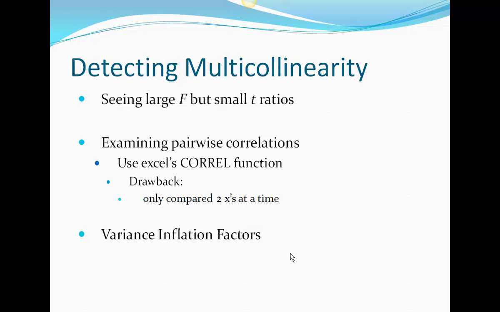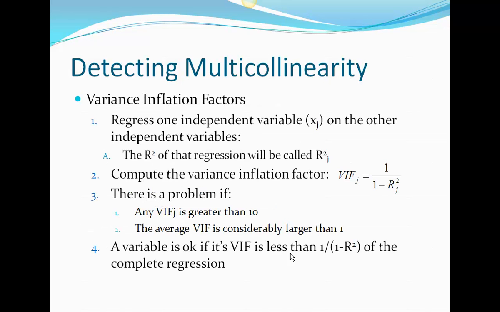So the third option is something called the variance inflation factor. The variance inflation factor is calculated by regressing one independent variable on the other independent variables. So you, in essence, have to run a series of new regressions. The R squared of this regression of this independent variable on all of the other independent variables will be called R squared sub j. It's going to show the relationship. And then you calculate the variance inflation factor as 1 over the quantity 1 minus R squared sub j.